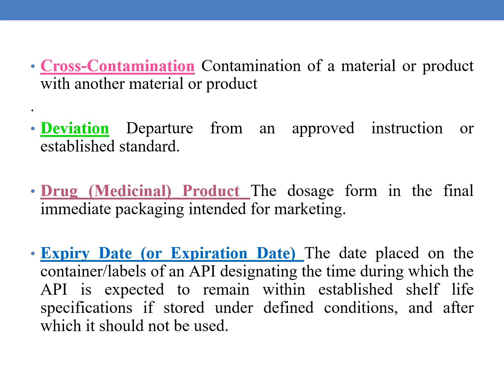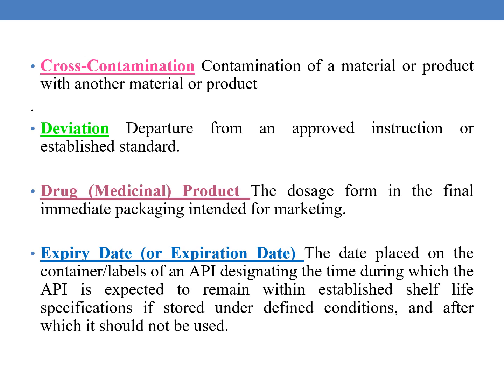What is drug product or medicinal product? The dosage form in the final intermediate packing intended for marketing is considered as the drug product. The final finished dosage form is considered as drug product.